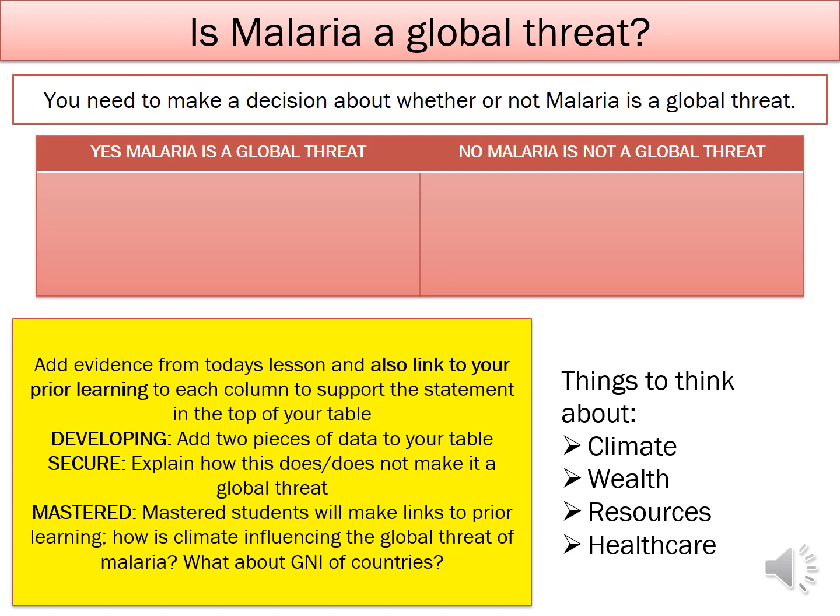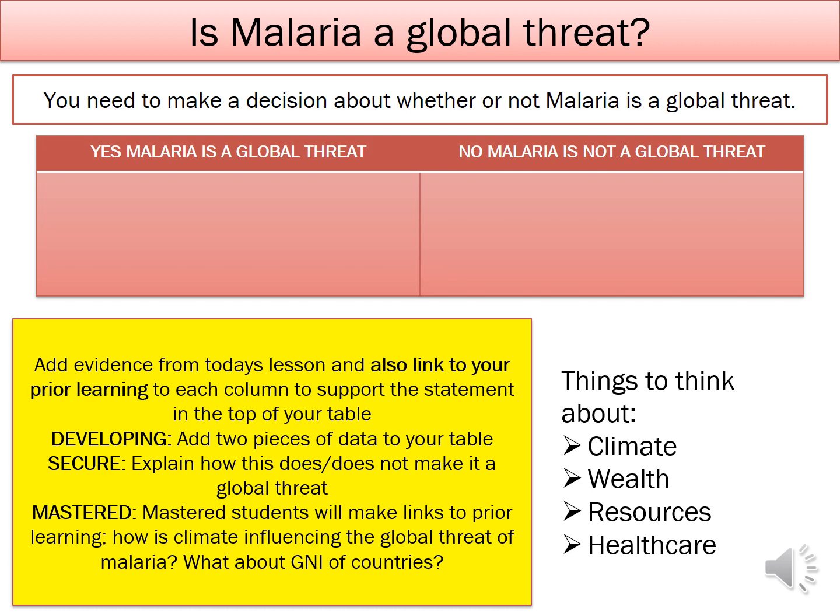And then for mastered, mastered students will make prior links to learning that you've learned before. So you need to link it to things like how climate influences the global threat of malaria. What about the GNI in the country? So remember, what about the gross national income? How does that influence the global threat of malaria to the rest of the world?